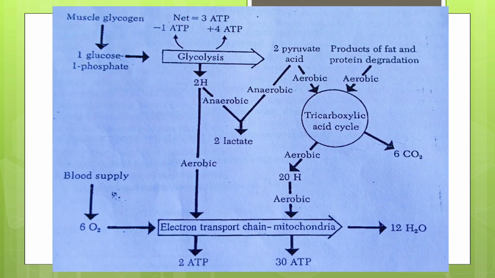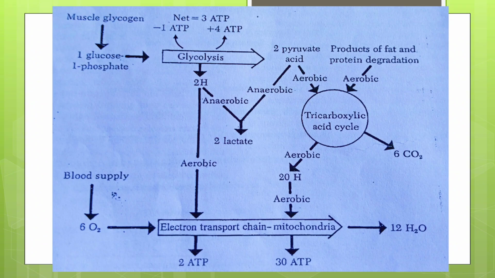This diagram illustrates the metabolic pathways involved in energy production in muscle cells. It begins with muscle glycogen, which is broken down into glucose-1-phosphate and enters glycolysis. Glycolysis produces pyruvate, yielding a net gain of 3 ATP. In anaerobic conditions, pyruvate is converted into lactate, generating hydrogen ions. In aerobic conditions, pyruvate enters the tricarboxylic acid (TCA) cycle, where it is further broken down, producing carbon dioxide and high-energy hydrogen atoms. These hydrogen atoms then enter the electron transport chain in the mitochondria, where they react with oxygen supplied by the blood to form water and generate ATP.